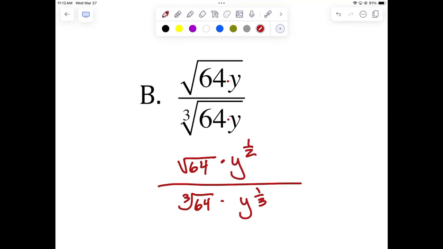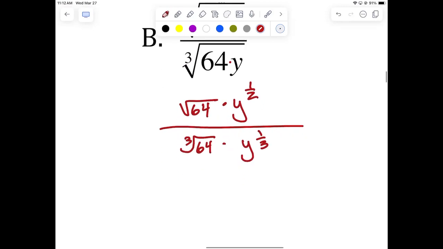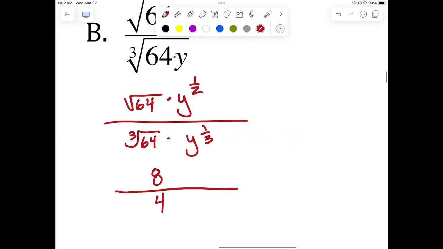Are you okay with that? Okay. Now we go to the next line. We try to evaluate. What is the square root of 64? We already know that. It's 8, right? And what is the cube root of 64? 4. Okay? And then I just have these y's to divide out, but the bases are the same. So what do I do when I'm dividing and the bases are the same? I subtract. So off to the side, I'm going to do 1/2 minus 1/3.